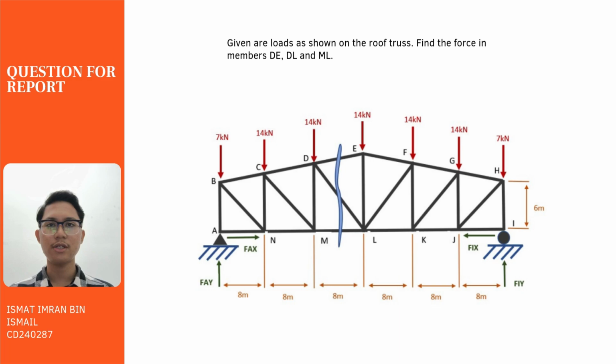Question for report. Given loads are shown on the roof truss, find the force in members DE, DL and ML.